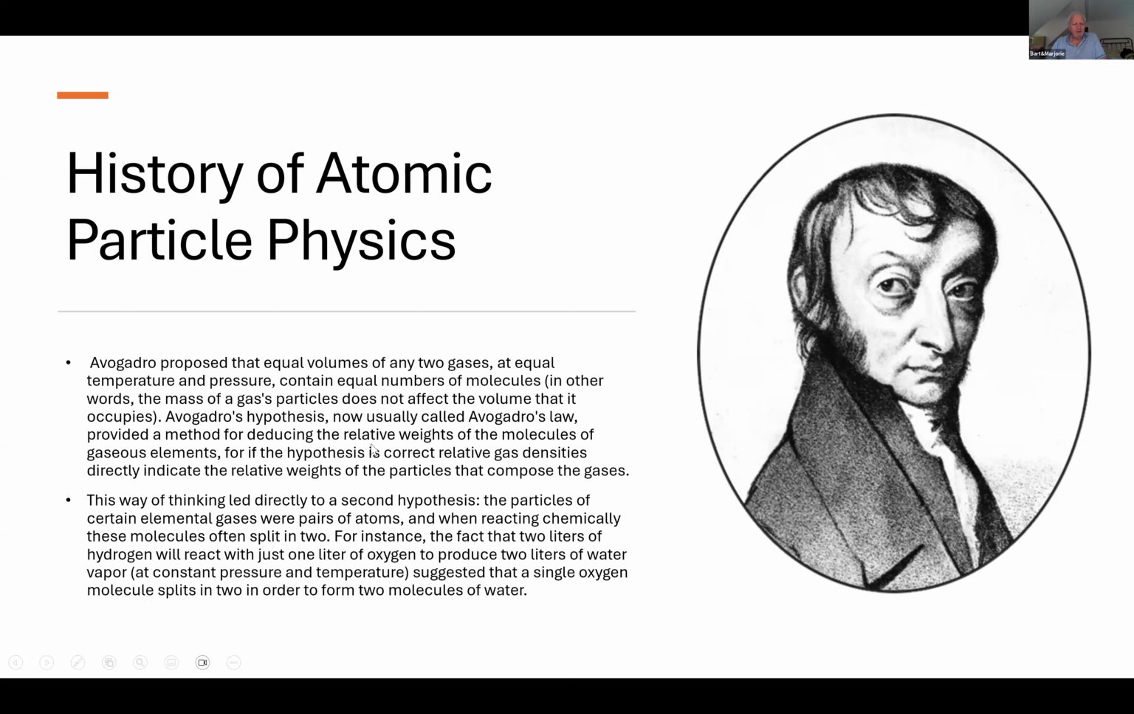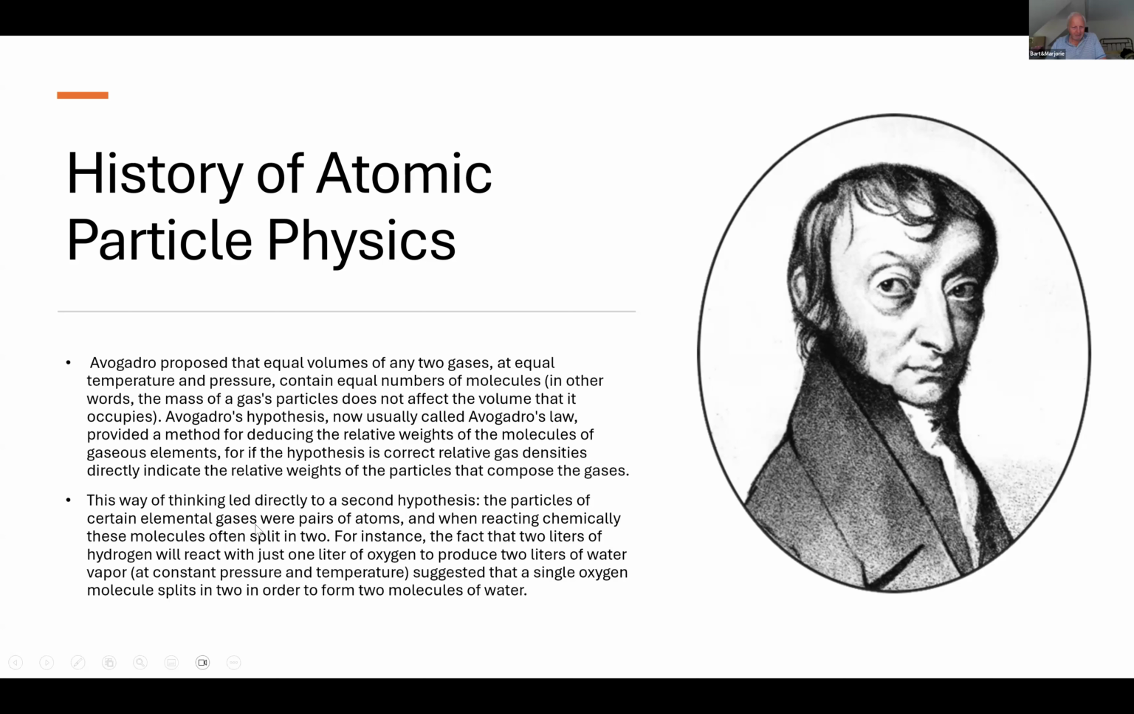It provided a method for deducing the relative weights of molecules of gaseous elements, because the relative gas densities would directly indicate the relative weights of the particles that made up the gases. And this led to a second hypothesis that the particles of certain elemental gases were pairs of atoms. So for example, we don't see oxygen, but we see O2, pairs of oxygen atoms. We don't see hydrogen, we see H2. Hydrogen as a gas is two hydrogen atoms.